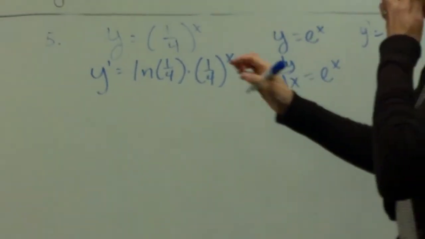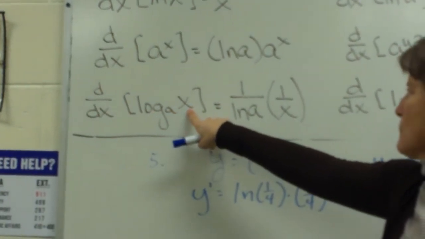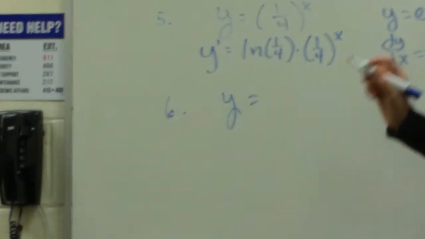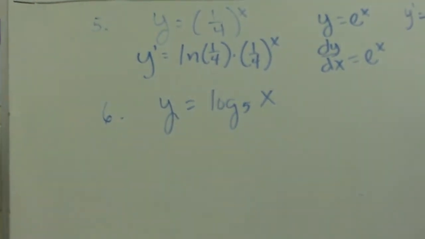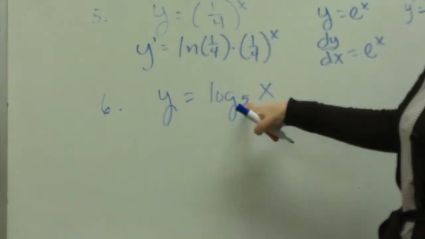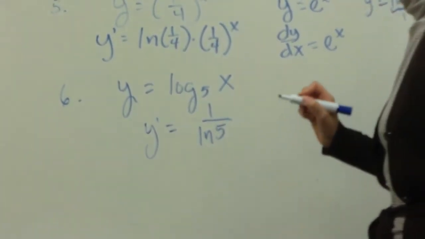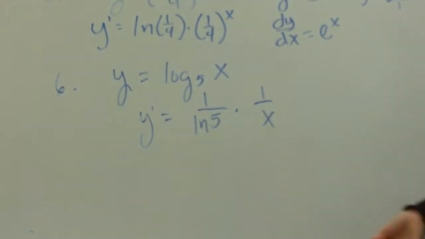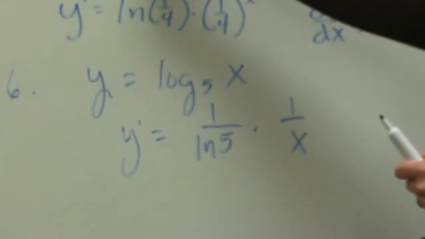Number 6 is going to use this rule right here, the log base a of x. And number 6 looks like this. The derivative of the log base 5 of x. The rule says that it'll be 1 over the ln of the base, which in this case is 5. So 1 over the ln of 5 times 1 over x. That simple. You're just plugging in 5 where a is in your rule.